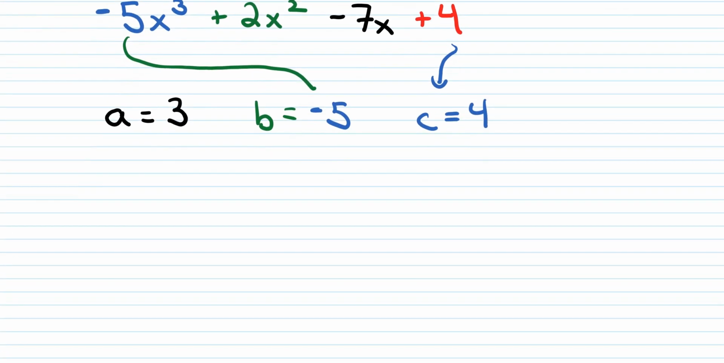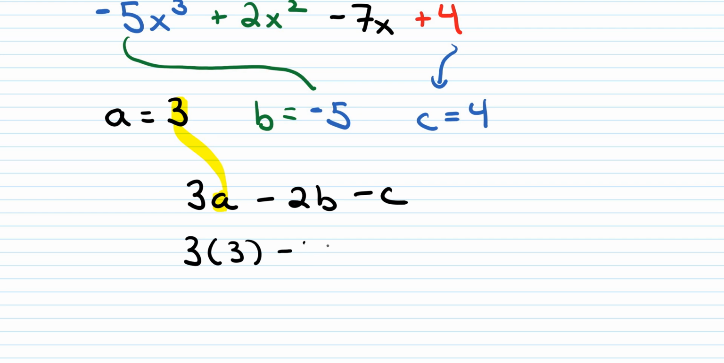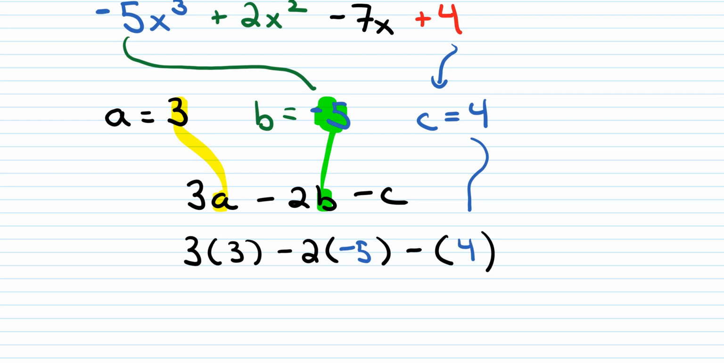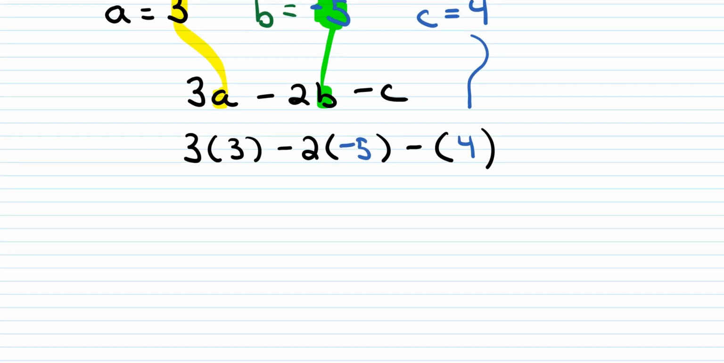Okay, and now finally, for this particular problem, we need to evaluate 3a minus 2b minus c. Okay, so we know that a has a value of 3, right? So this would be 3 times 3 minus 2 times b, and b has a value of -5, so let's put the -5 there now. And then we have the minus c, and c has a value of 4.